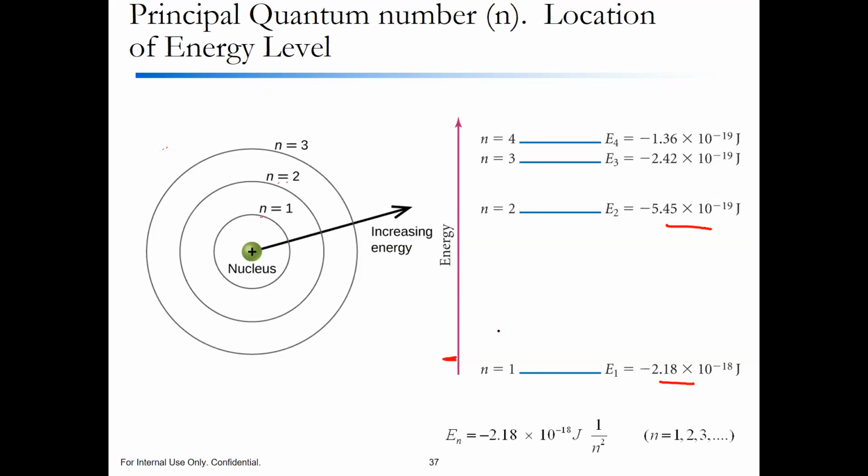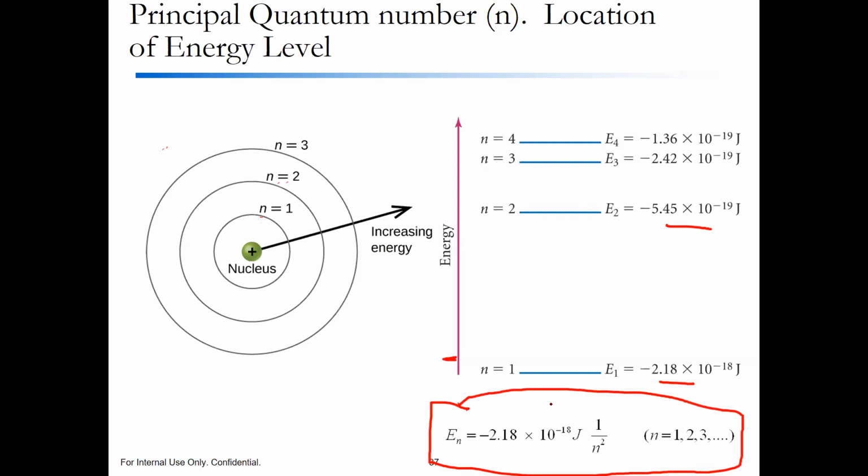So these levels 1, 2, 3, they have a certain amount of energy. The closer you are to the center, the more stable you are, the lower the energy you have. Then they figured out, okay, is there some type of relationship between these levels? Some guy figured it out. This is part of the Rydberg equation.